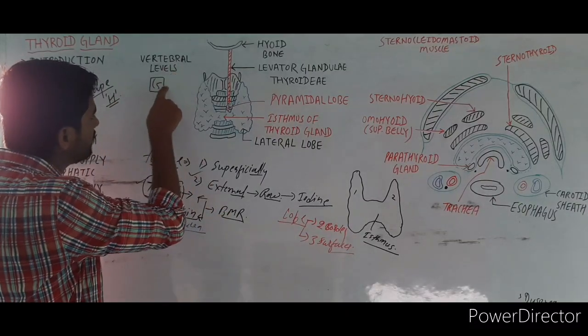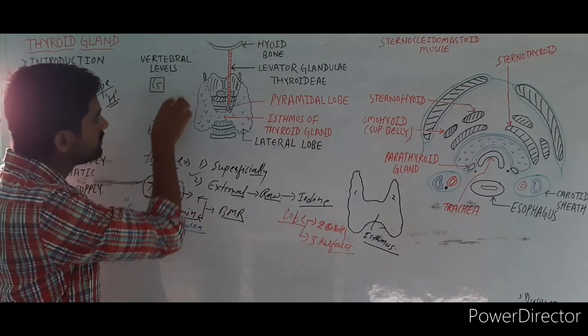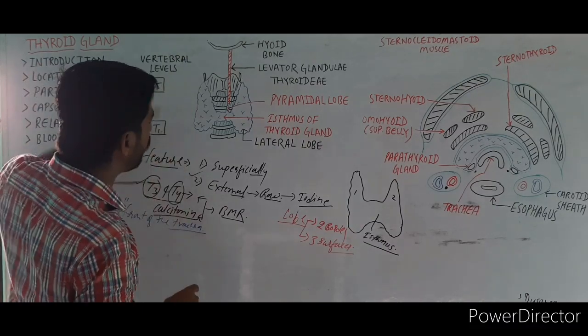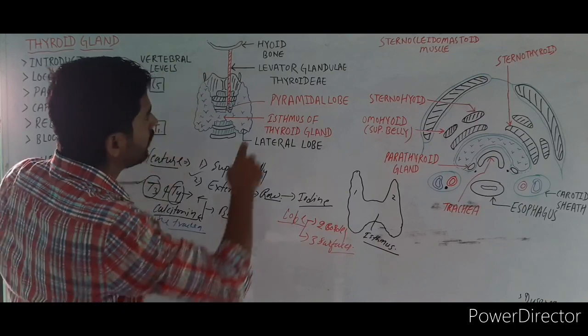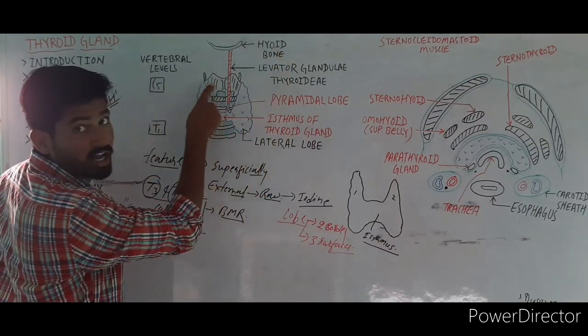This is the vertebral level, C5, C6, C7 and T1. In this diagram, here is the hyoid bone. And here, what is this? This is the thyroid cartilage.